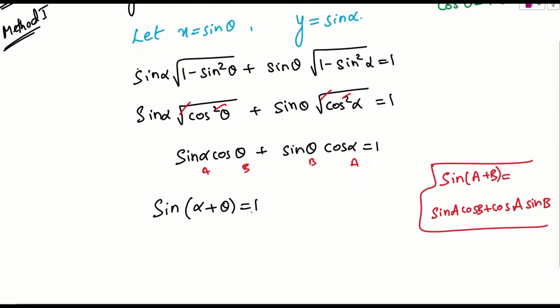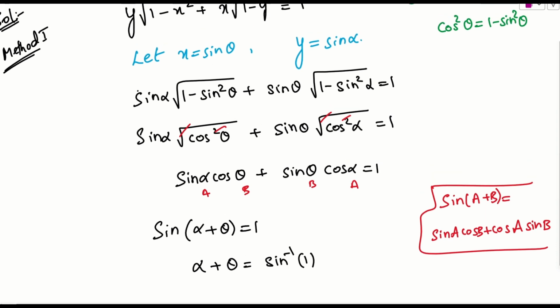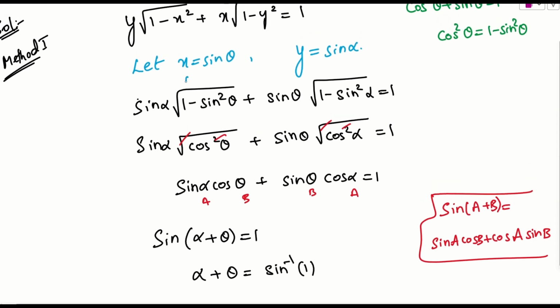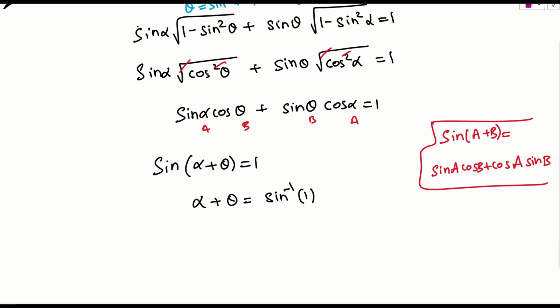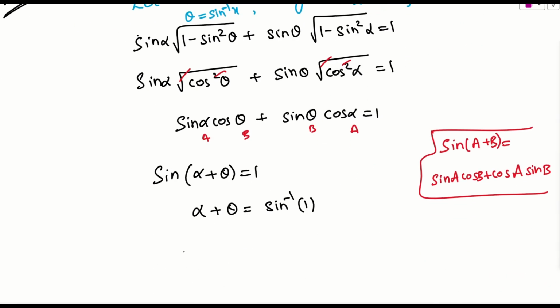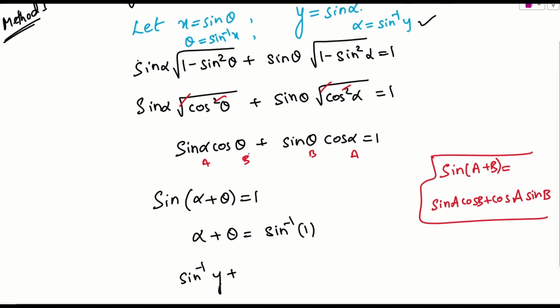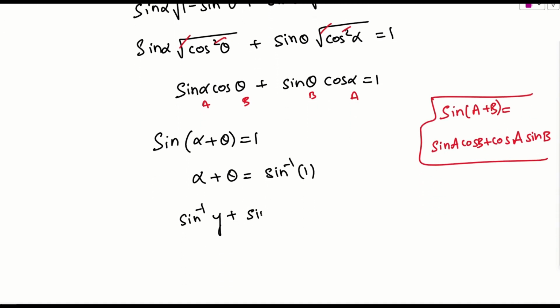From this I can say alpha plus theta is equal to sine inverse of 1 alone. If you check the question, if x is equal to sine theta, I can conclude theta is equal to sine inverse of x. Similarly, y is equal to sine alpha means alpha is equal to sine inverse of y. So I apply the same formula: alpha is sine inverse of y, theta is sine inverse of x. So this will be sine inverse of x plus sine inverse of y is equal to sine inverse of 1.